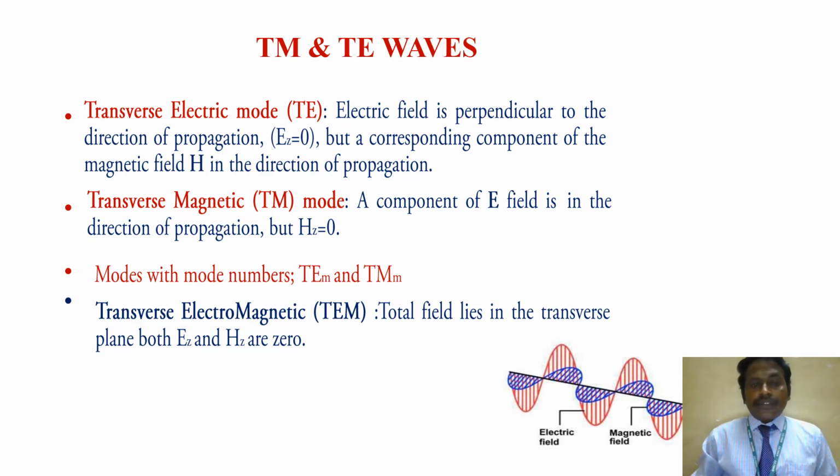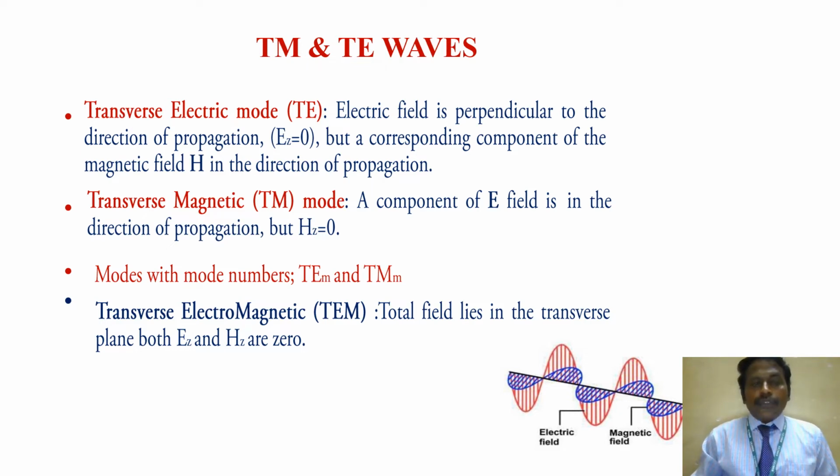Then the next one, the transverse magnetic mode. Here the component of the electric field is in the direction of propagation, but the magnetic field corresponding to that direction is equal to zero, so Hz is equal to zero. Then we can say that this is called a transverse magnetic mode.